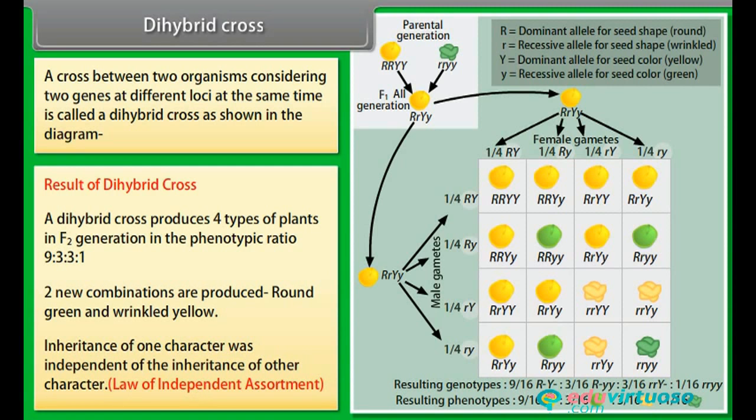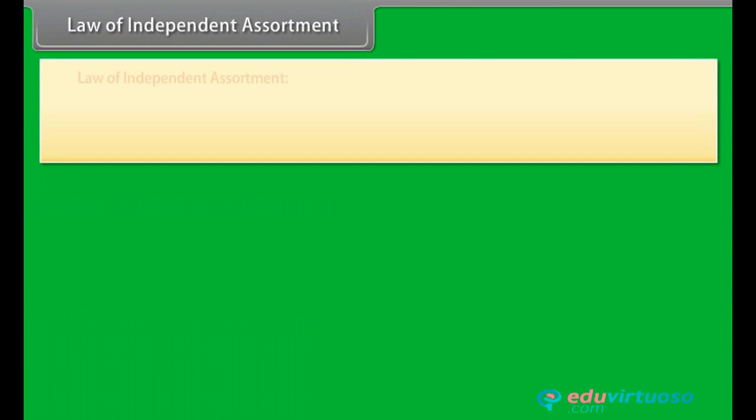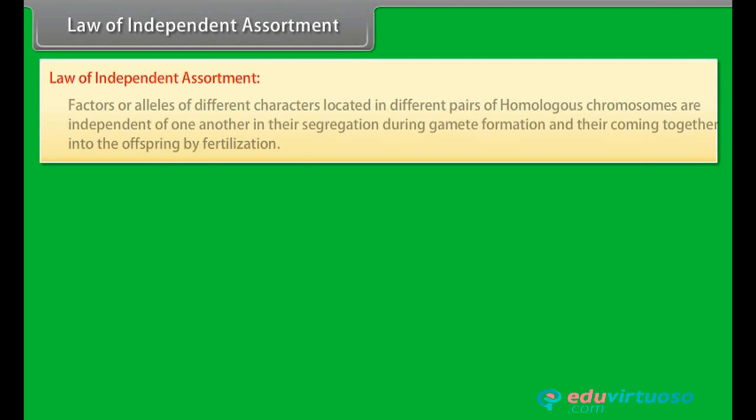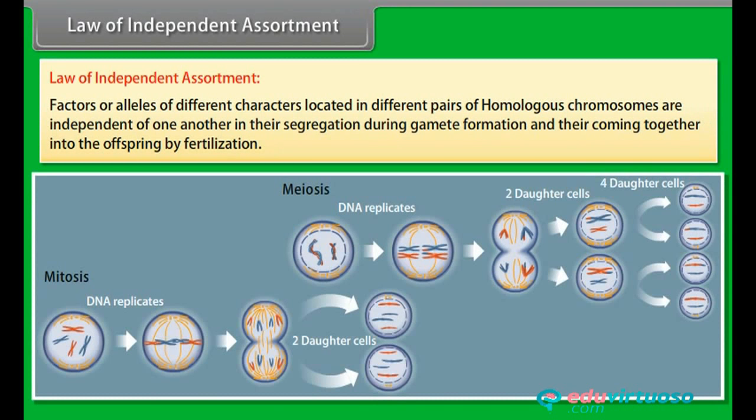Law of independent assortment. Factors or alleles of different characters located in different pairs of homologous chromosomes are independent of one another in their segregation during gamete formation and their coming together into the offspring by fertilization.